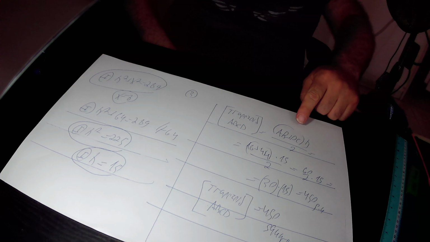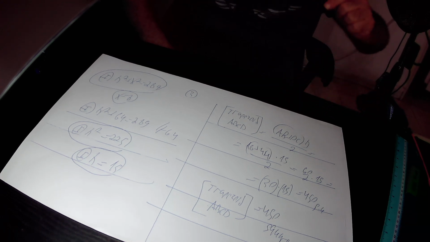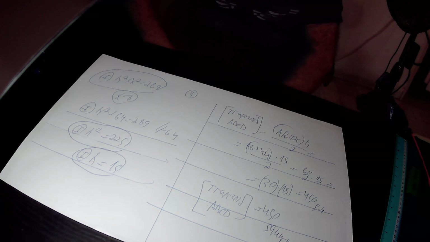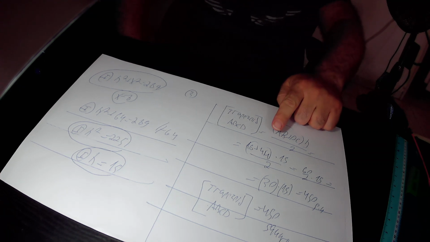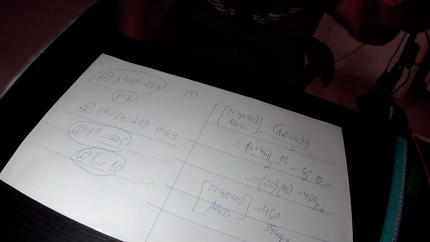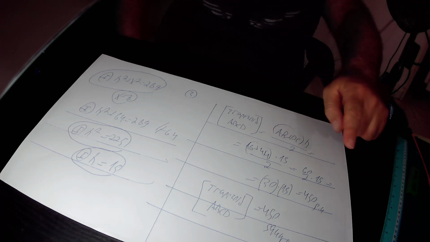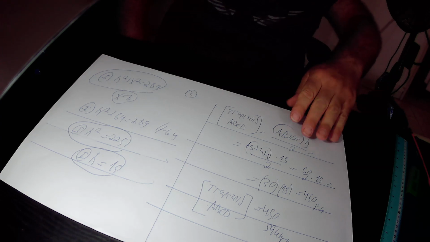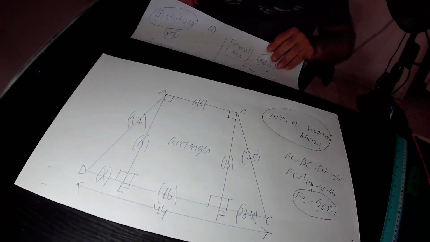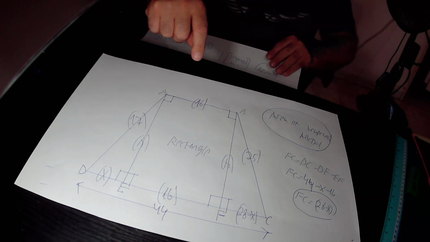AB is 16, DC is 44, times the height h, which is 15, divided by 2. So in total, the area of trapezoid ABCD equals 16 plus 44, that is 60, divided by 2, times 15. 60 over 2 is 30. So in total, the area of trapezoid ABCD equals 30 times 15, that is 450. So we found out that the area of this trapezoid ABCD equals 450 square units.